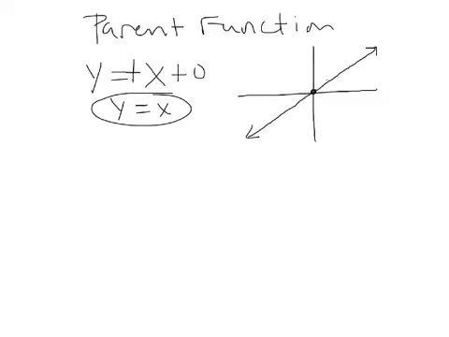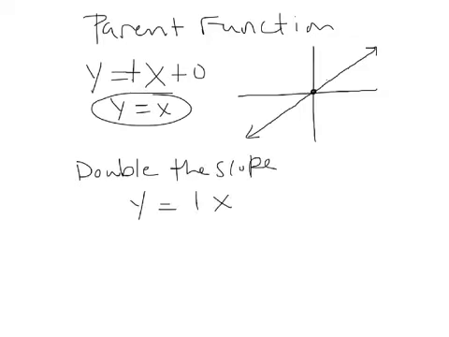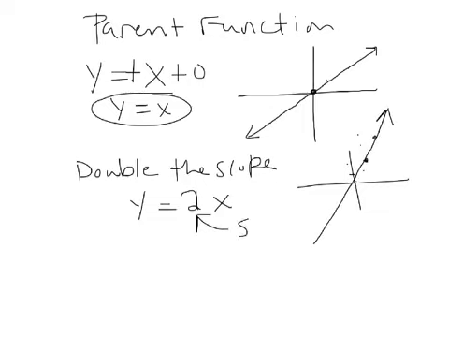The types of problems you'll see are things like, if you were to double the slope, what would happen? The slope in the parent function is 1x, so if we were to double that, it would change to 2x. That would affect the line this way. Instead of going up 1 over 1, we'd have to go up 2 over 1, up 2 over 1. And so you get a much steeper graph.